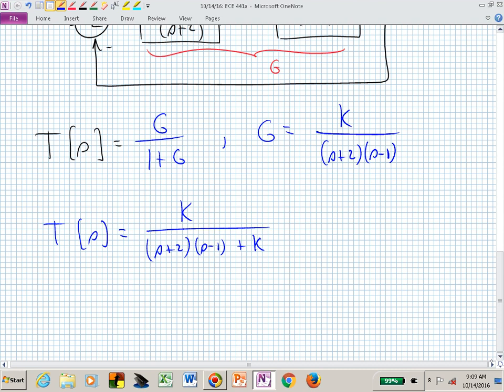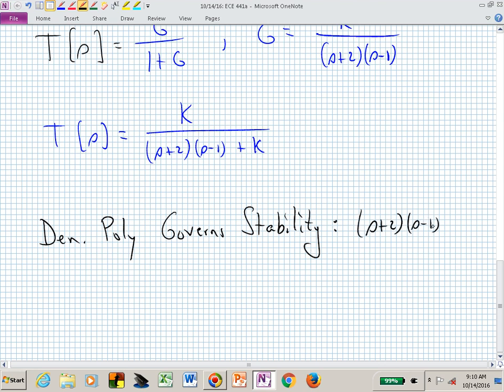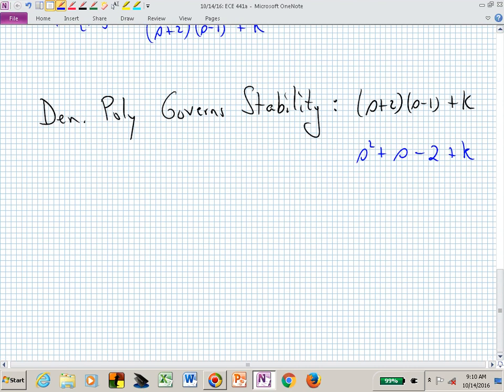Here's our closed loop transfer function, and for stability, what part of that are we interested in? Or do we need to worry about the whole thing for closed loop stability? We really are concerned with the denominator. That's going to give us our poles. The denominator polynomial is what governs stability. And in this case, it's (S plus 2)(S minus 1) plus K. If we multiply that out, we have S squared plus 2S minus S, which gives us S, minus 2 plus K. And that's now a second order polynomial, and we want to try to pick K, if we can, to make that polynomial stable. That's the idea.